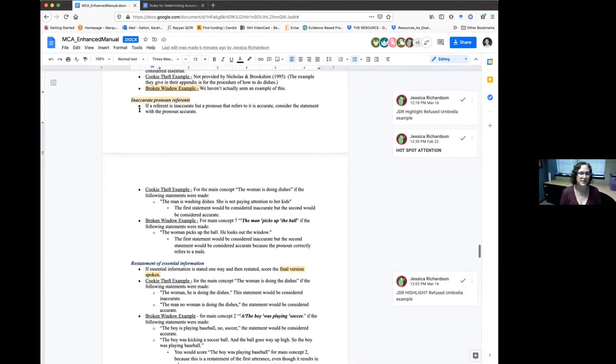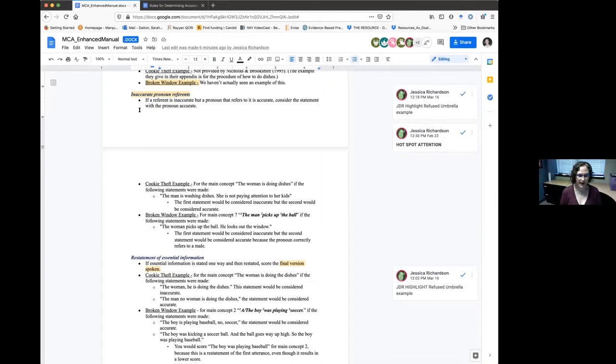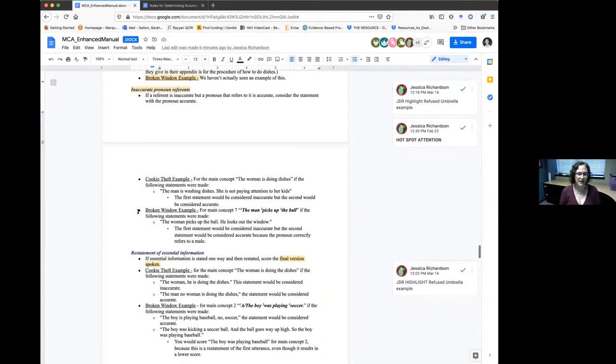Okay, so if the original noun is wrong, but the pronoun use later is correct, then they would still receive credit for being accurate. So for main concept 7 in the broken window, the man picks up the ball. If the following statement was made, that the woman picks up the ball and then he looks out the window, the first statement would be inaccurate because it's not a woman in the picture. But the second statement would be considered accurate because the pronoun he is correctly referring to a male.